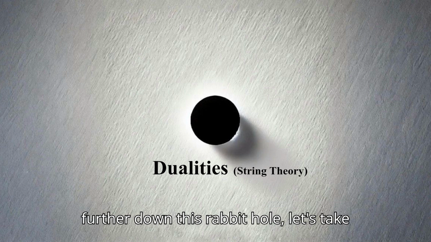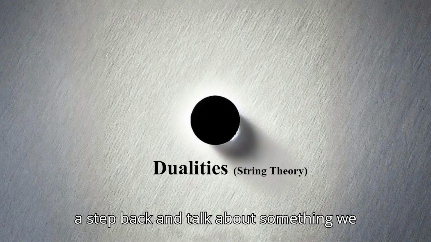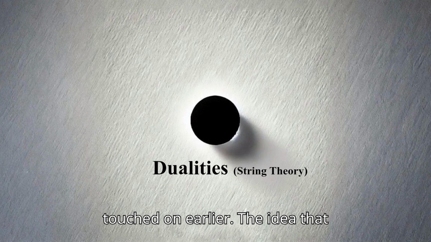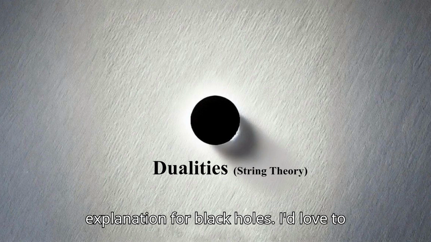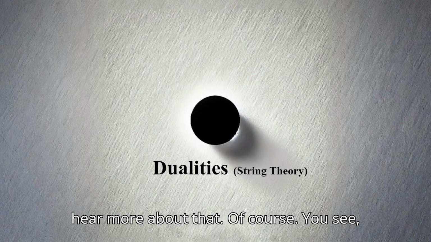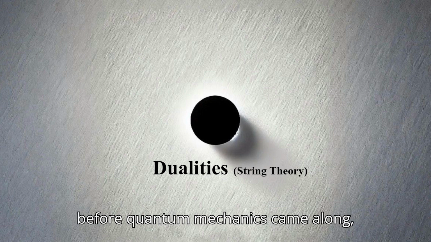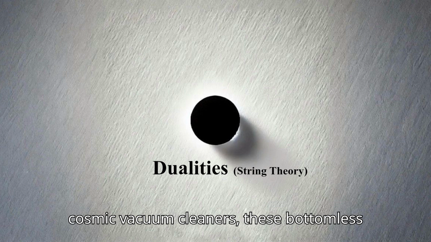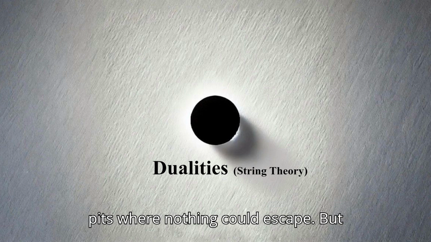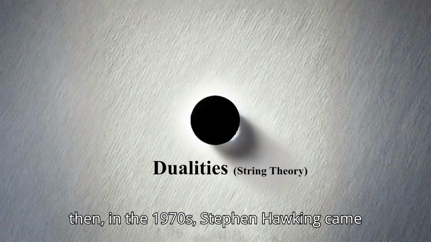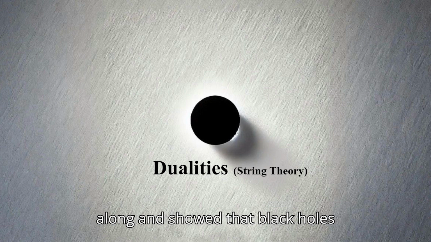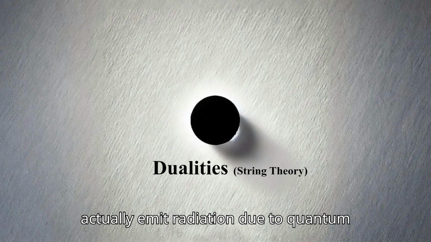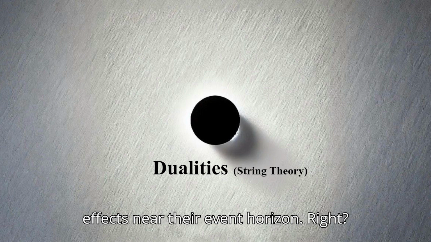All right, before we go any further down this rabbit hole, let's take a step back and talk about something we touched on earlier. The idea that dualities provide a microscopic explanation for black holes. I'd love to hear more about that. Of course. You see, before quantum mechanics came along, black holes were thought to be these cosmic vacuum cleaners, these bottomless pits where nothing could escape. But then, in the 1970s, Stephen Hawking came along and showed that black holes actually emit radiation due to quantum effects near their event horizon.